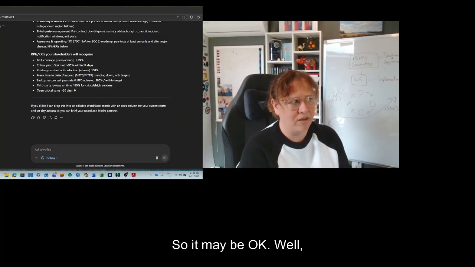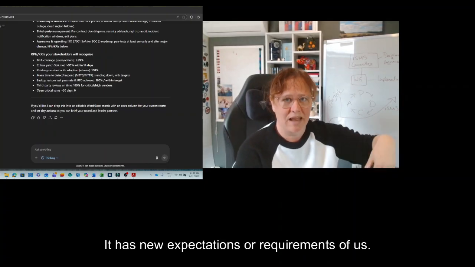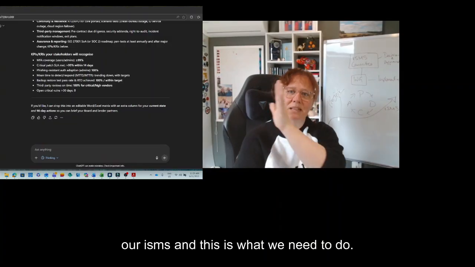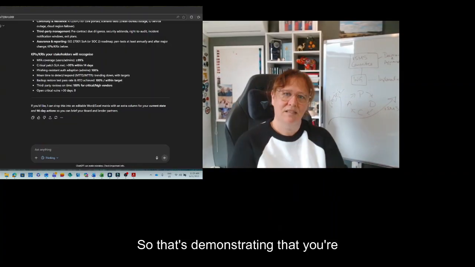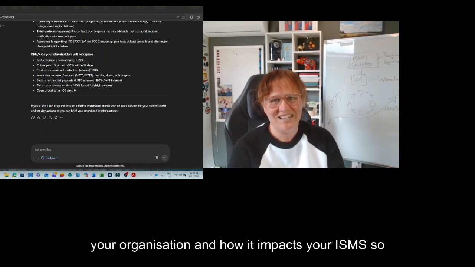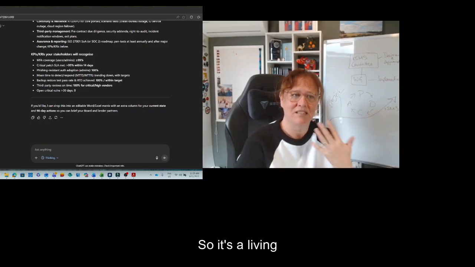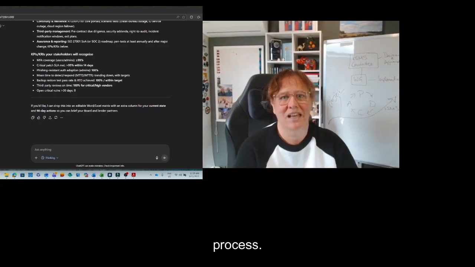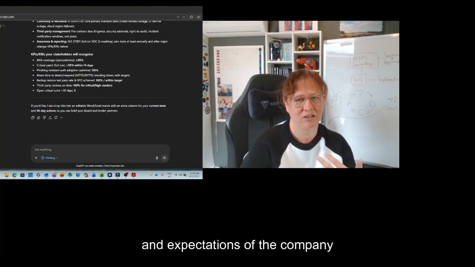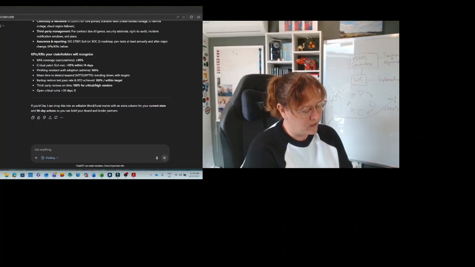So it may be, okay, well, the privacy reform has come through. It has new expectations and requirements of us. This is how it's impacting our ISMS, and this is what we need to do. So that's demonstrating that you're considering everything within and outside your organisation and how it impacts your ISMS, so you can make changes to suit. So it's a living process. It's a living document, and you're reacting to the needs and expectations of the company and of your stakeholders, and that's essentially what it's about.